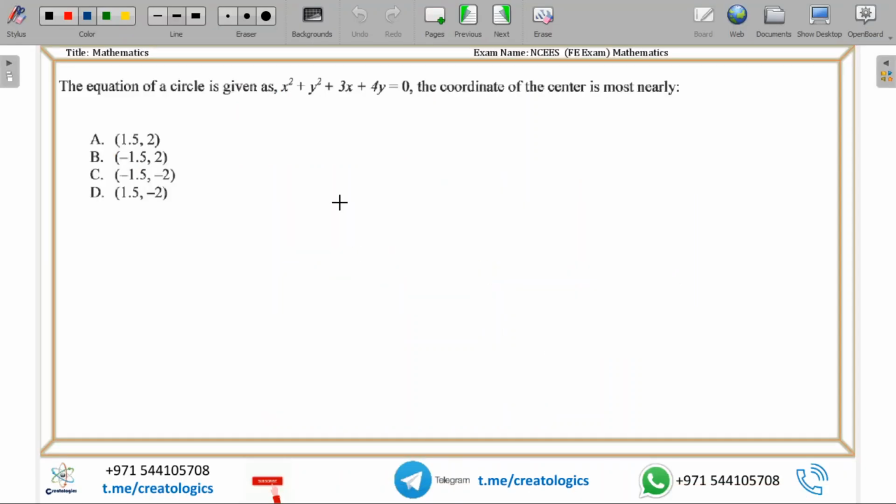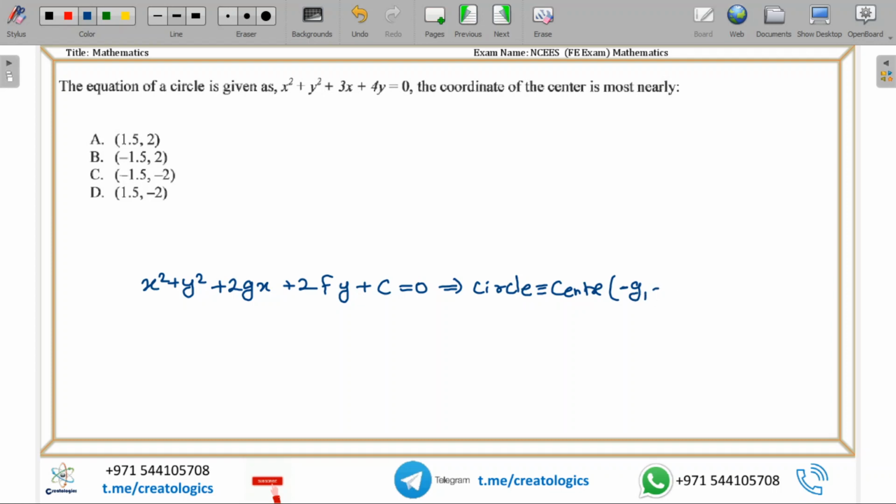See, you have x square plus y square plus 2gx plus 2fy plus c equal to 0. This always represents a circle. The center of that circle lies at minus g, minus f, and the radius of that circle is given by square root of g squared plus f squared minus c. If they ask for the radius, then you can also find it using this.